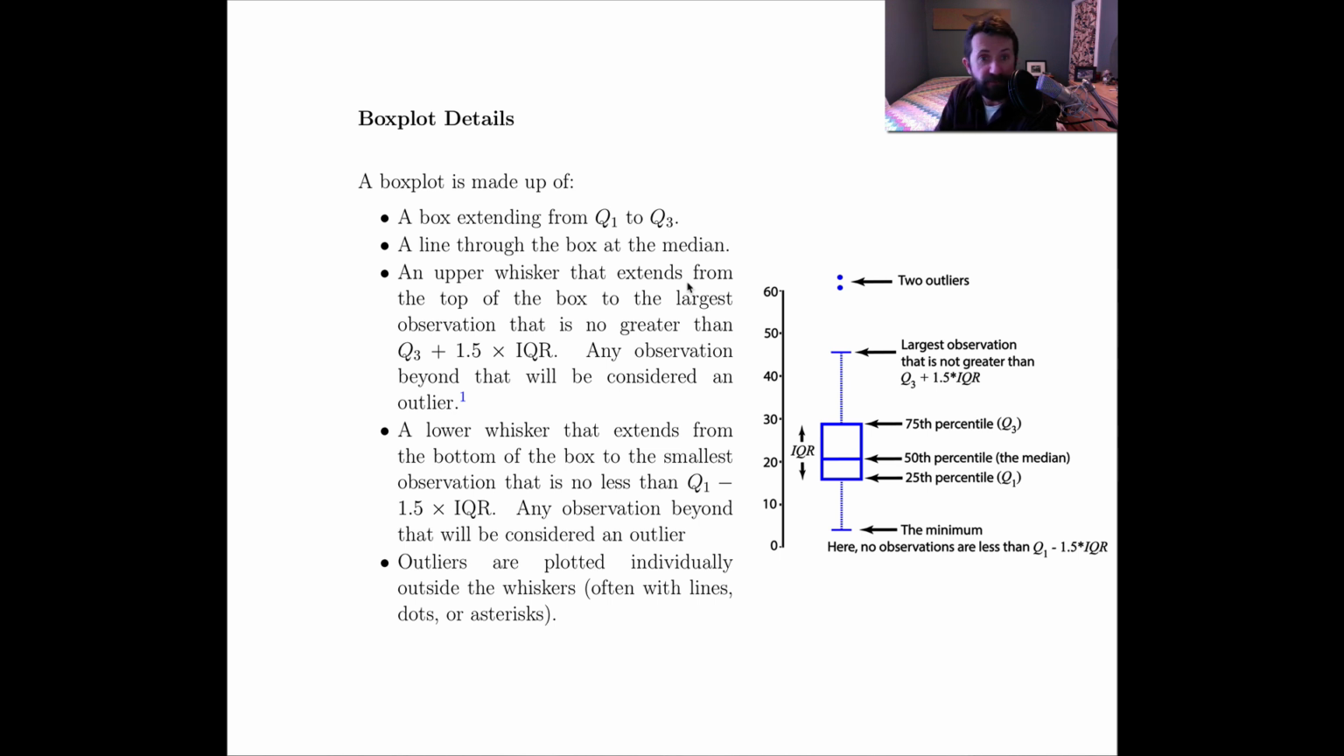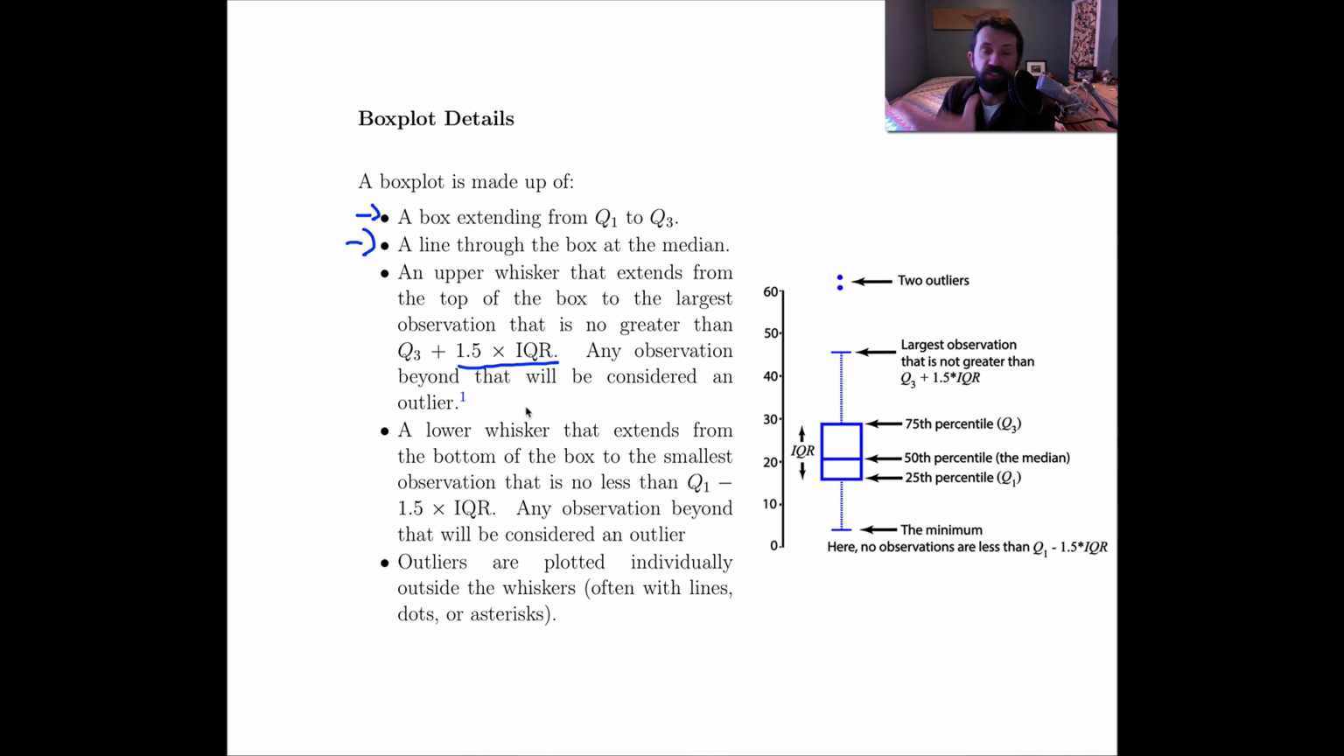So we still have this box extending from Q1 to Q3. We still have the line through the box at the median. We're still doing that. But we have this upper whisker that extends from the top of the box to the largest observation no greater than 1.5 times the interquartile range above Q3. And anything above there, we're going to say is an outlier, and we're going to plot it in there individually.